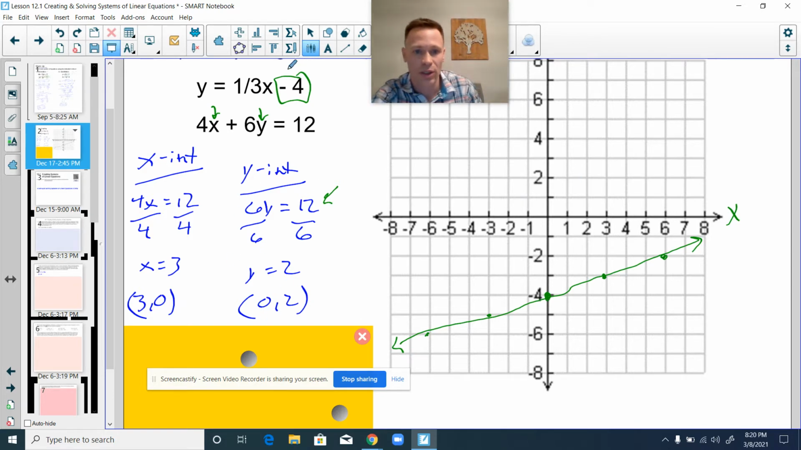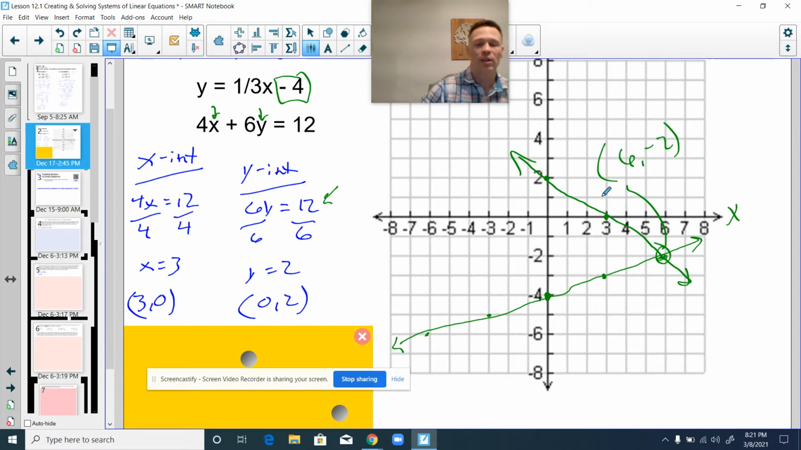So now I'll plot those. 3, 0 is right here. 0, 2 is right there. And in order to get from one point to the next, I'm going down 2, right 3. So I'm going to keep doing that. Down 2, right 3. And there's my point. So the solution to this system is right there. And it is the coordinate point 6, -2. Okay, so that's a review of all of our solving using elimination, using substitution, using graphing.